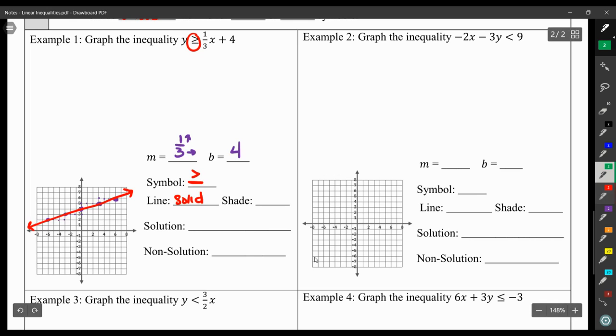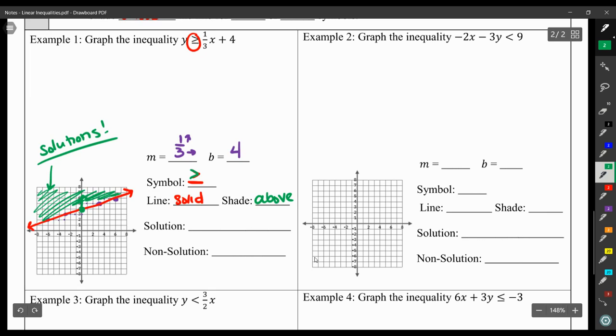And finally is the shading. Since it is a greater than, we are shading above the line. So the way I find above is hit the y-intercept and decide, well, if I want above my line, I'm going to move this direction. And so everything here above will be shaded. And so this is where you will find solutions.